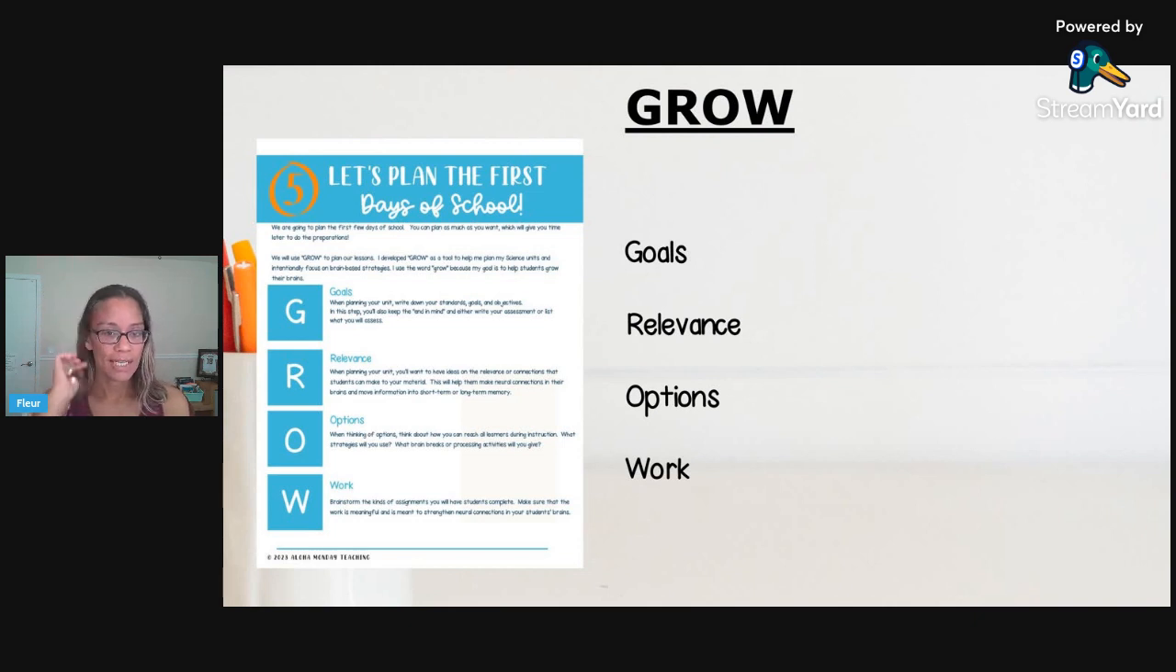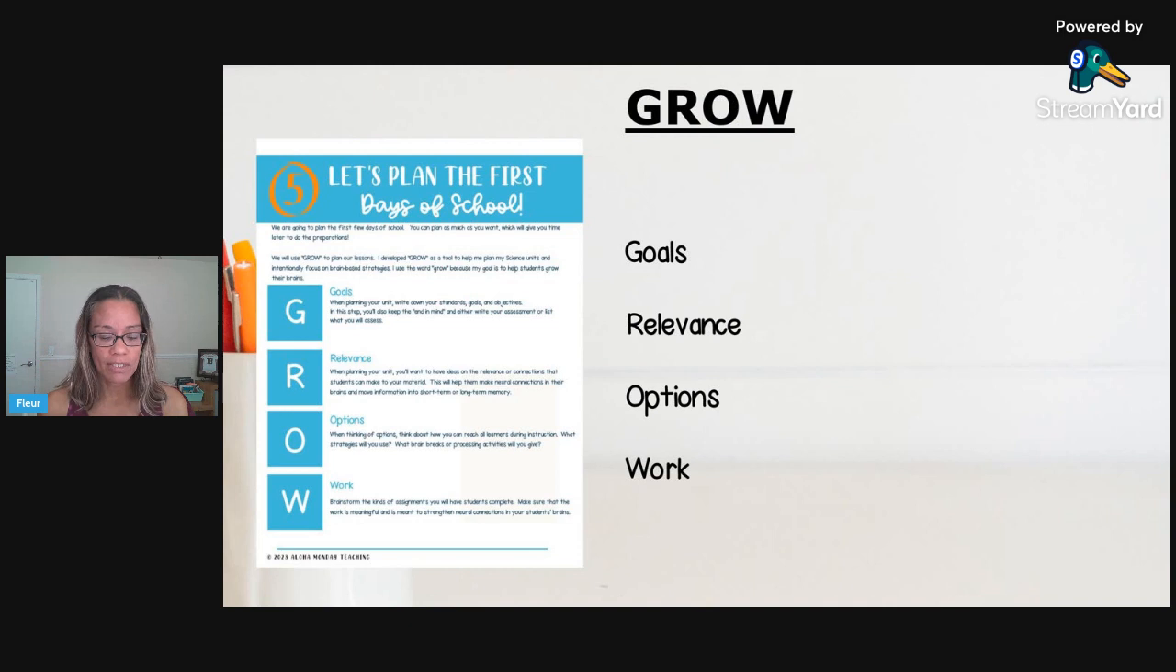The G stands for goals. This is for planning a unit. When you're planning your unit for goals, you're going to write down the standards, learning goals, and objectives. You can also think about the assessment that you're going to give, or list those assessment types of questions. And if you don't have your assessment ready, what do you want to assess? So thinking about the end in mind. That's what goals are.